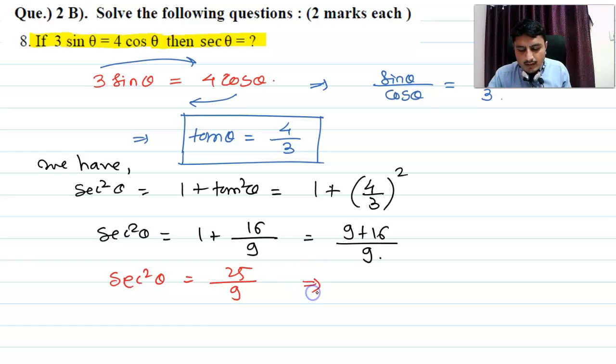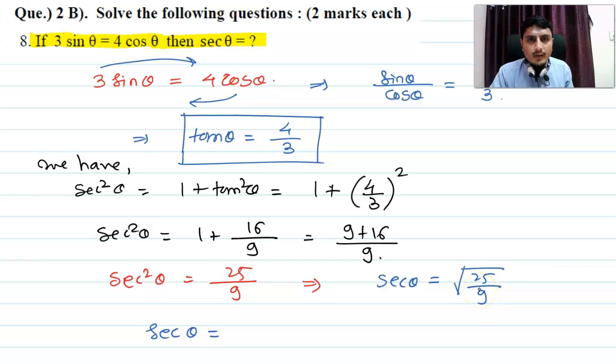Now 9 plus 16 is 25, divided by 9, that is equal to sec square of theta. Here we have to evaluate the single value of sec theta. So to cancel out the square from LHS, take square root on both sides. We are getting square root of sec square of theta is sec theta, and that is equal to square root of 25 divided by 9. So sec theta equals, separating the square root of numerator and denominator, square root of 25 is 5, square root of 9 is 3. So the value of sec theta is 5 divided by 3.